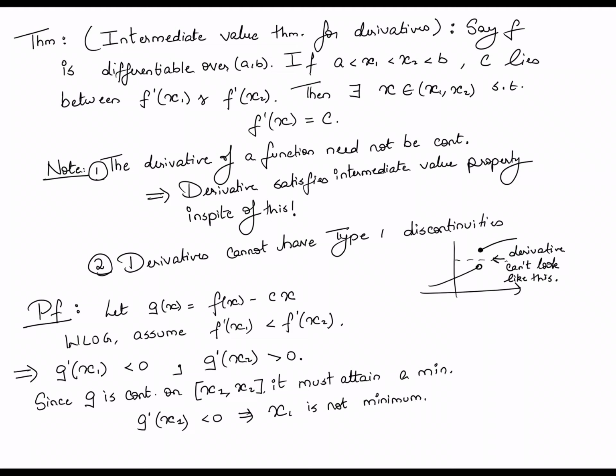Why is that? Well, the fact that the derivative is less than 0 implies, by the definition of the derivative, that at x sufficiently close to x1 but to the right, g of x minus g of x1 must in fact be negative, which means that the function is decreasing in an immediate neighborhood around x1. And analogous reasoning also tells you that g prime x2 being positive implies that x2 is not the minimum.